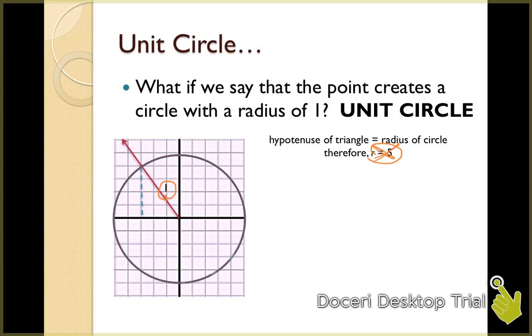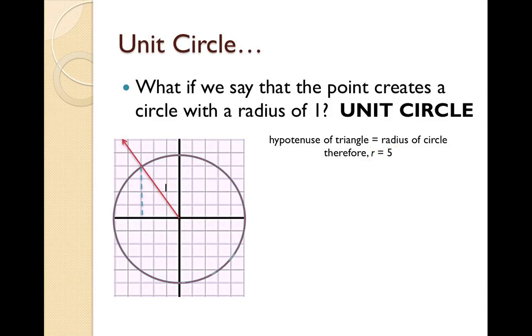Okay? Then what we have is what we call a unit circle. With that radius of 1, we're saying that the circle has a 1 unit radius, and we call that a unit circle. So if we now replace all of the r's with 1 instead of 5, we would end up with sine being equal to y over 1, which means sine is really just the y value, the y coordinate of your point.